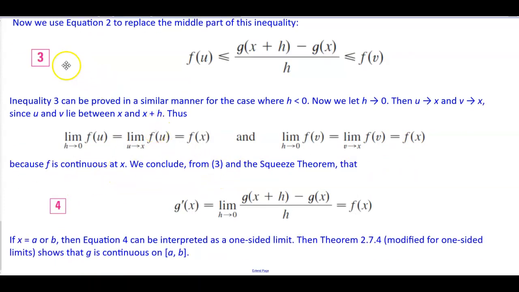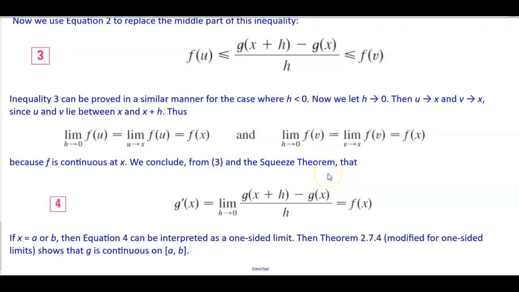So we conclude from 3 and the Squeeze Theorem that g'(x) is going to equal the limit as h approaches 0 of (g(x + h) − g(x))/h, which is equal to f(x). So if x is equal to a or b, then equation 4 can be interpreted as a one-sided limit. Then theorem 2.7.4 modified for one-sided limits shows that g is continuous on the closed interval from a to b.